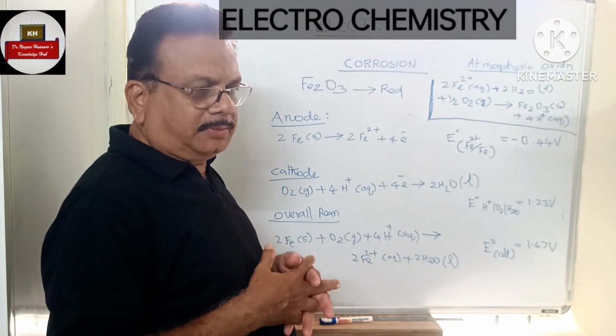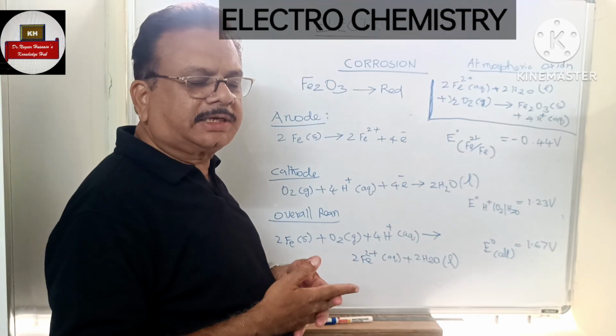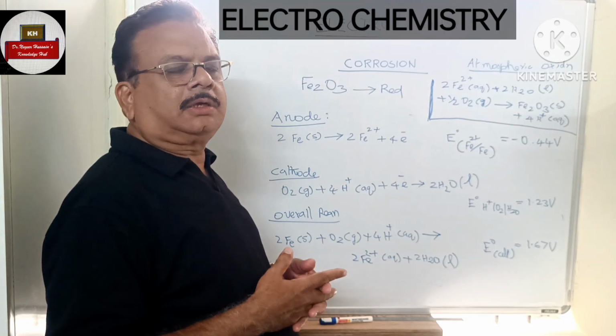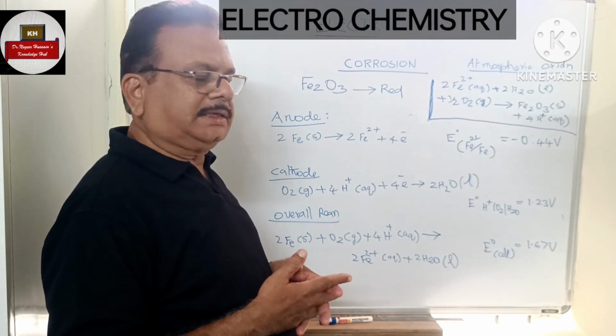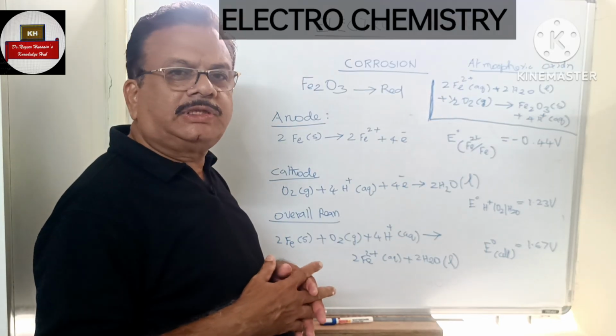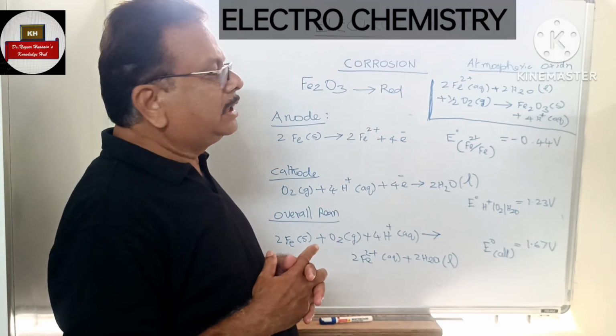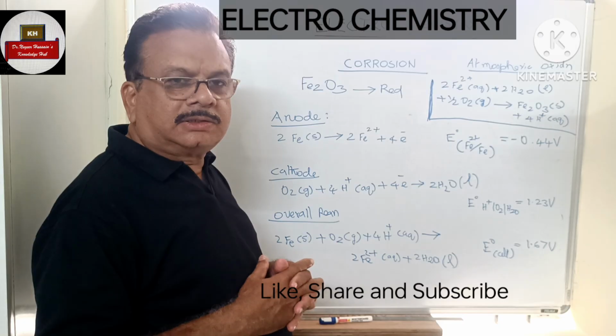So we have to protect materials from corrosion. For that, we use techniques like painting, or we galvanize with zinc or tin. Hope you understood. With this, the chapter on electrochemistry is coming to an end. Thanks for watching.